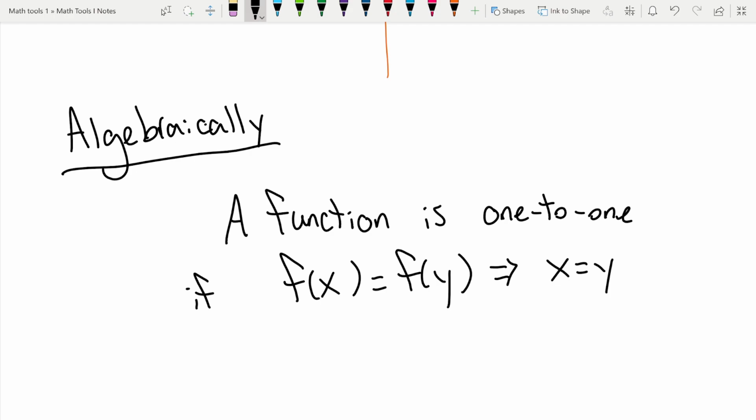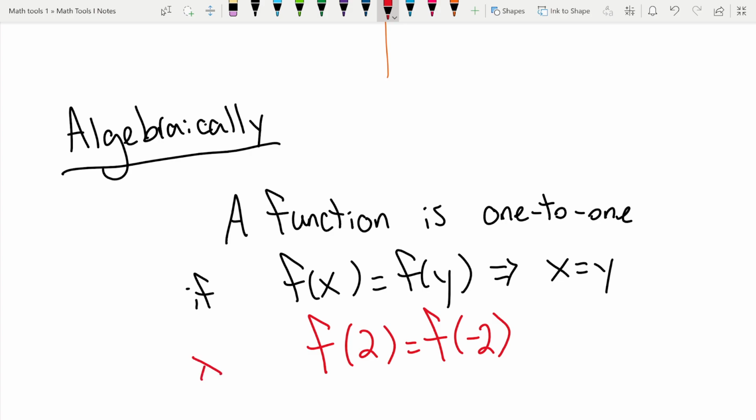In other words, if we had something like f of 2 equals f of 3, okay, or actually, maybe we'll use one where we've already seen where this is true, right? f of 2 equals f of negative 2 for f of x equals x squared. Right, we saw that this is true. f of 2 does equal f of negative 2, but clearly 2 does not equal negative 2. So this is how we know this is not one-to-one, because it doesn't satisfy this condition.